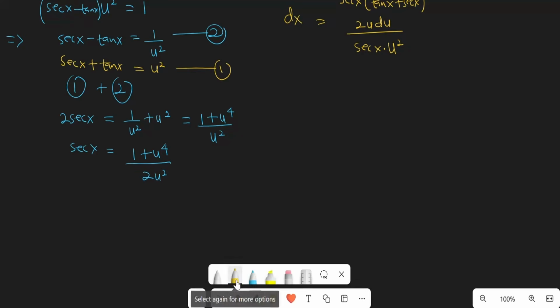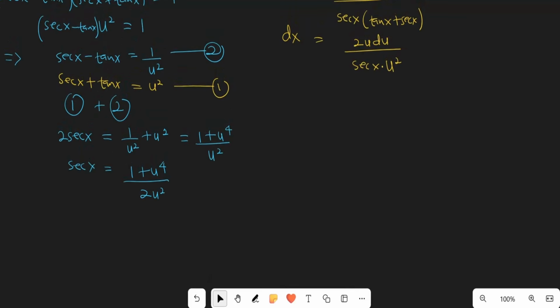Now we can complete the dx here in terms of u, so that we take it into the u world entirely. So dx is going to be 2u du all over secant of x. Now we know secant of x to be this, that is 1 plus u raised to the power 4 all over 2u squared, and this is multiplied by u squared here, correct.